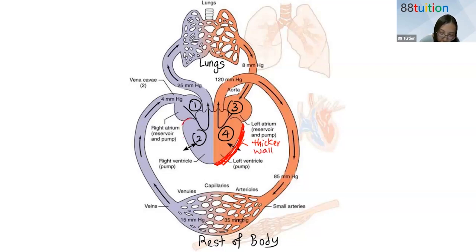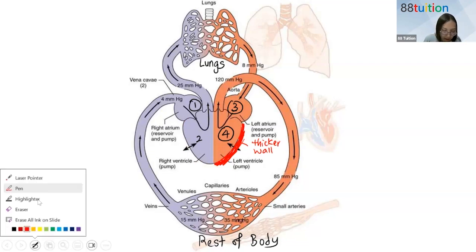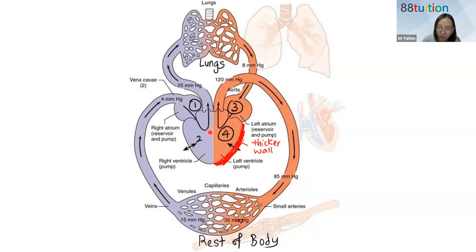Whereas the right ventricle will have a thinner wall. Okay, but I will not use red. I should use blue. So this part, the left ventricle has the thicker wall compared to the right ventricle. So this number 4 has a thicker wall than number 2 because number 4 has to pump blood to every part of the body, to the rest of the body.